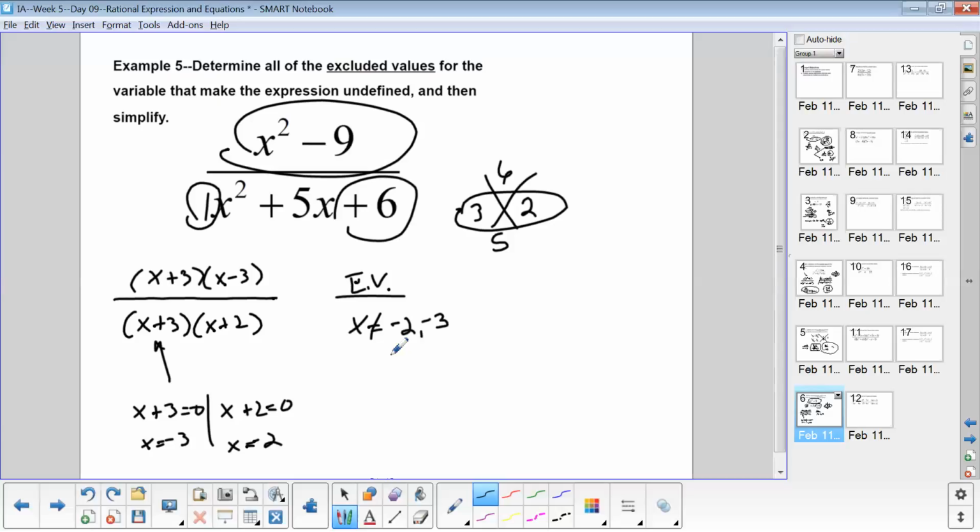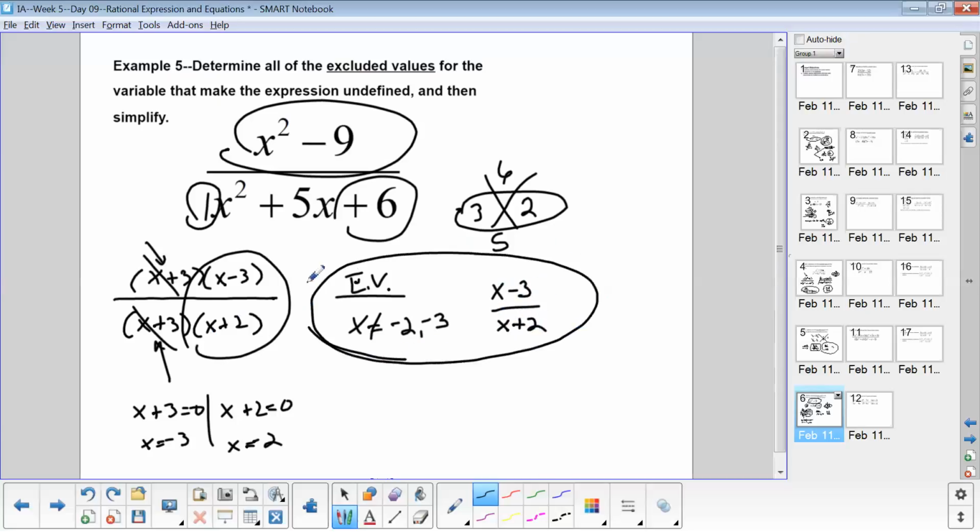So this would be your excluded value. And what would divide out? Well, these two right here would divide out, and you'd be left with x minus 3 divided by x plus 2. This would be your final result with the excluded values and the simplified form.